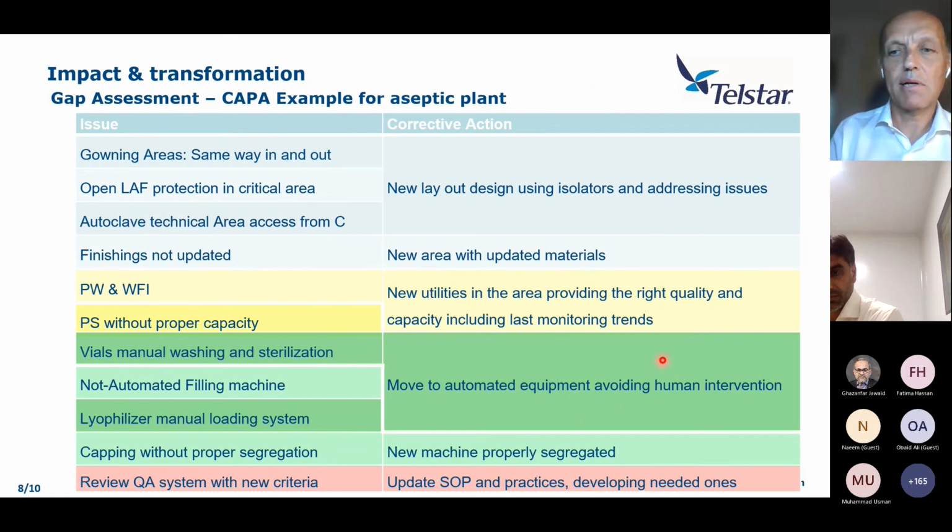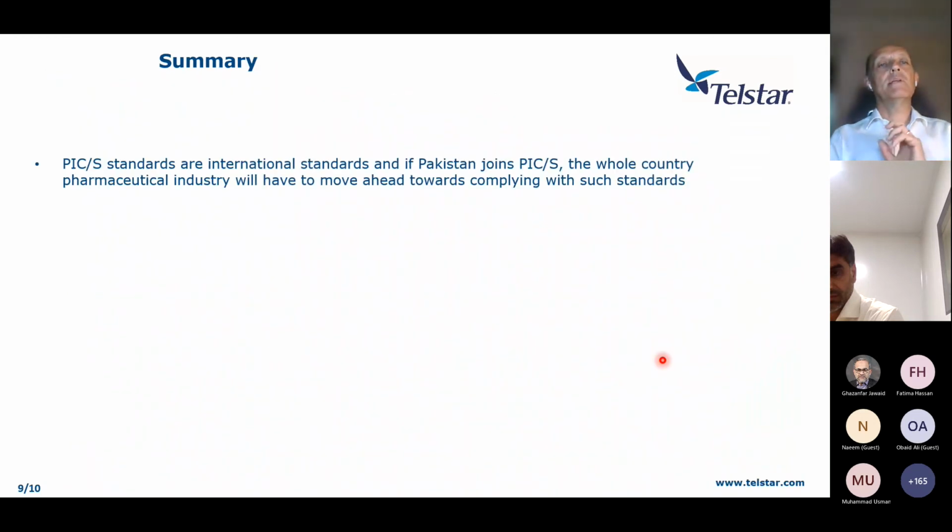Just let me summarize where we are. The summary is that PIC/S standards are international standards, and as said, if Pakistan joins PIC/S, the whole country and the pharmaceutical industry will have to move ahead, because you will have to comply with such standards.